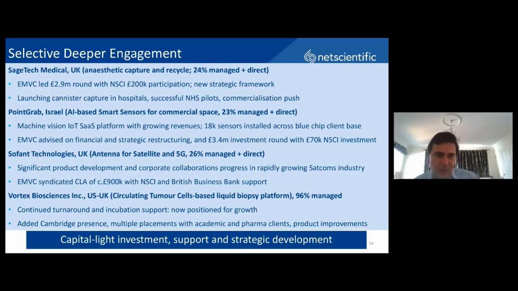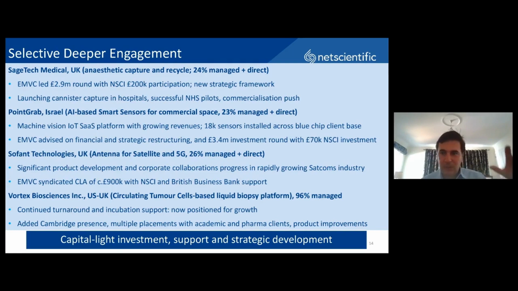In that vein, turning to Sofant, this is an Edinburgh University spin-out based in Edinburgh, and they have developed a platform for antennas for satellite communications and 5G. When we first met the company and made a small investment, it was science fiction, 5G from the sky, what is this stuff? People couldn't quite relate to it. They didn't quite believe it would happen. Of course, it is now mainstream.